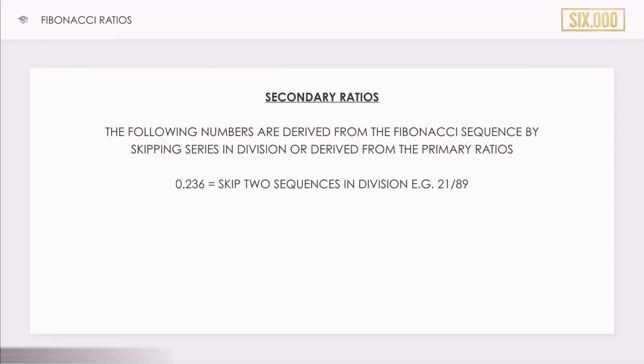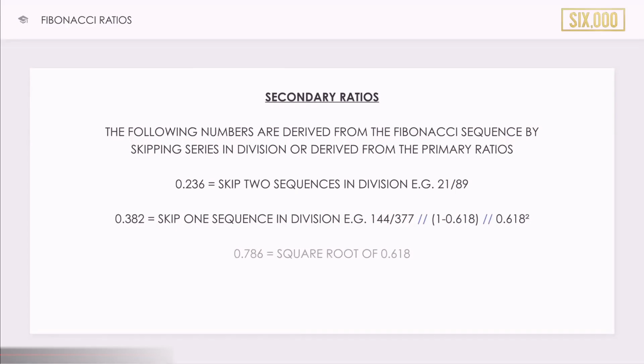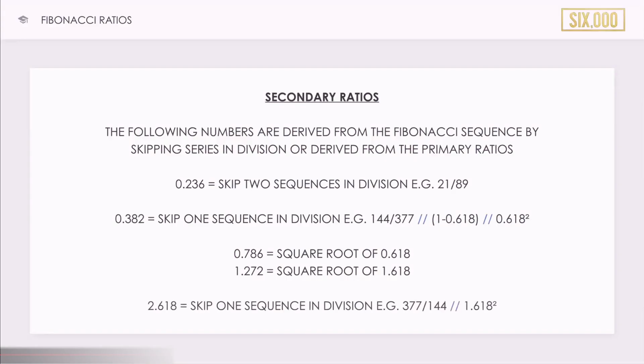0.236, we skip 2 sequences in division. 0.382, we skip 1 sequence in division. 0.786 is the square root of 0.618. 1.272 is the square root of 1.618. 2.618, we skip 1 sequence in division, or it's 1.618 squared. Same said for 0.382, 0.618 squared, or 1 minus 0.618, relating to the golden section.